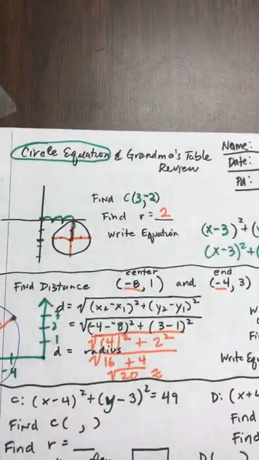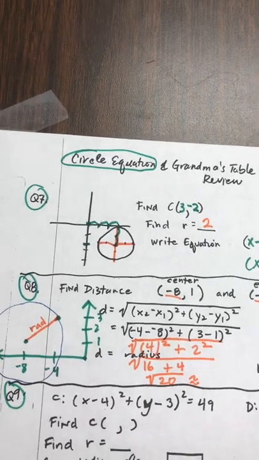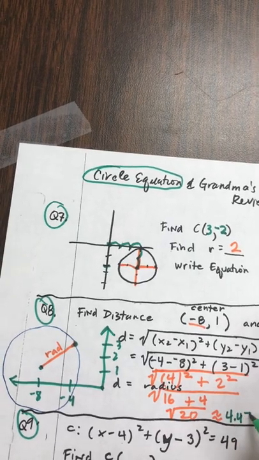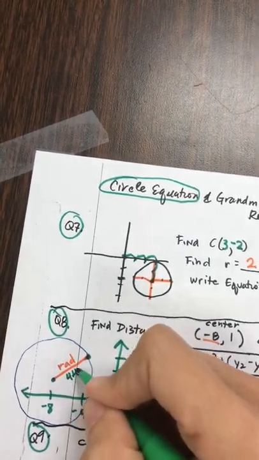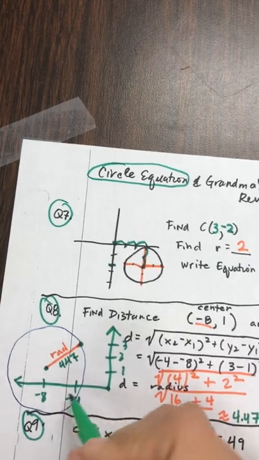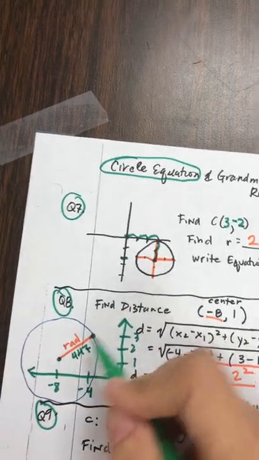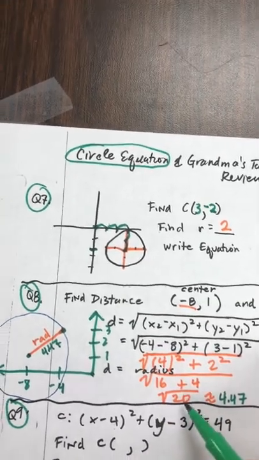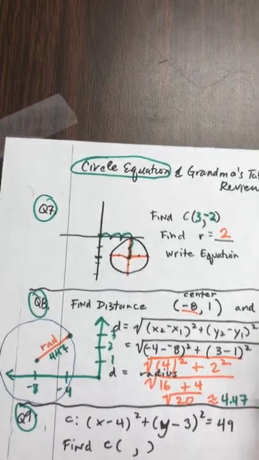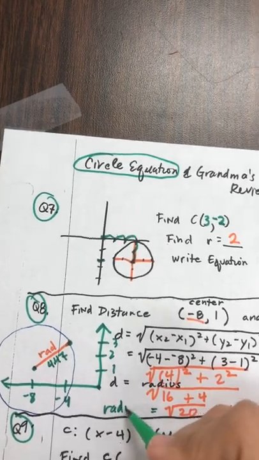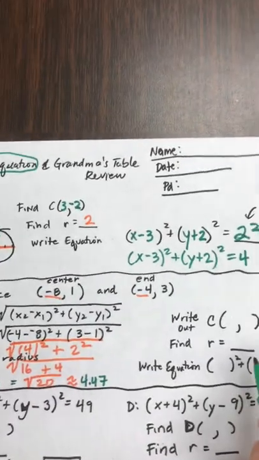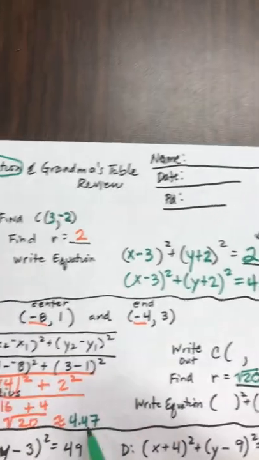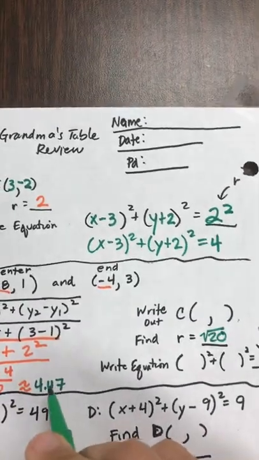So some students need something a little more tangible. It appears that this is about 4.47. So looking at our picture, if this distance is 4, this distance looks a little longer than that, and that makes sense. So that is how long my radius is. Technically, the most exact answer would be the square root of 20. That is my radius, but I could also put that number because it's approximately that.